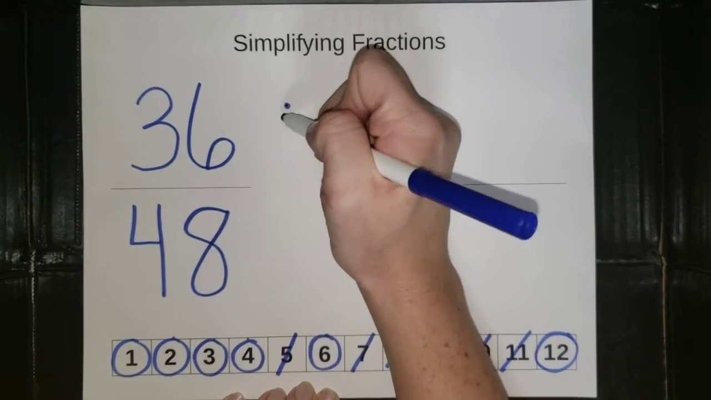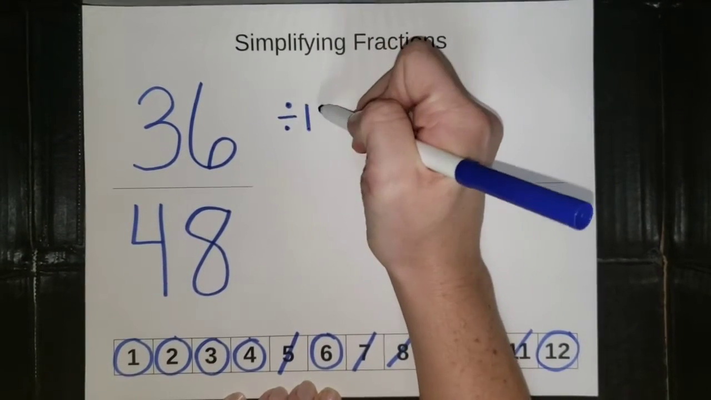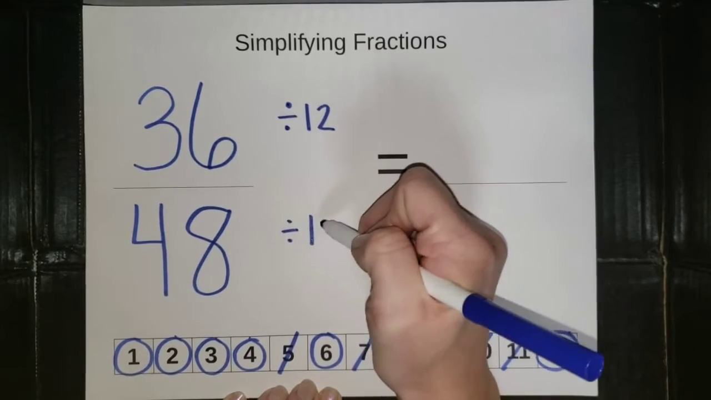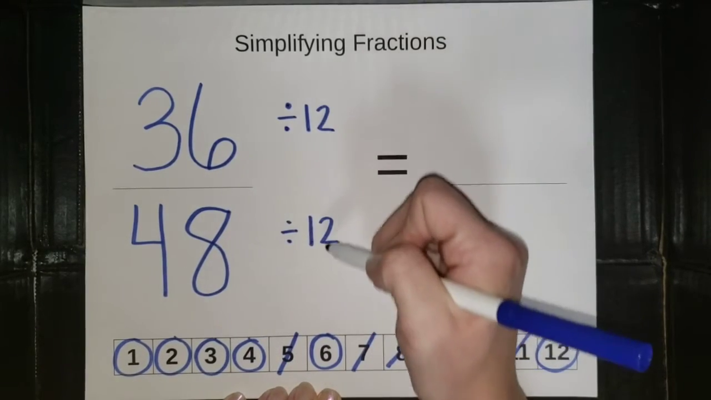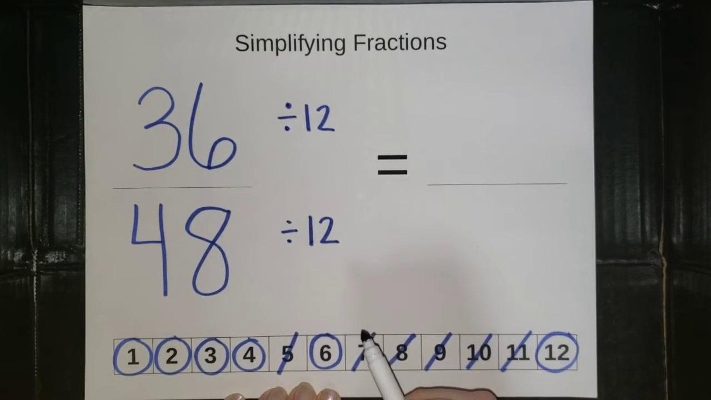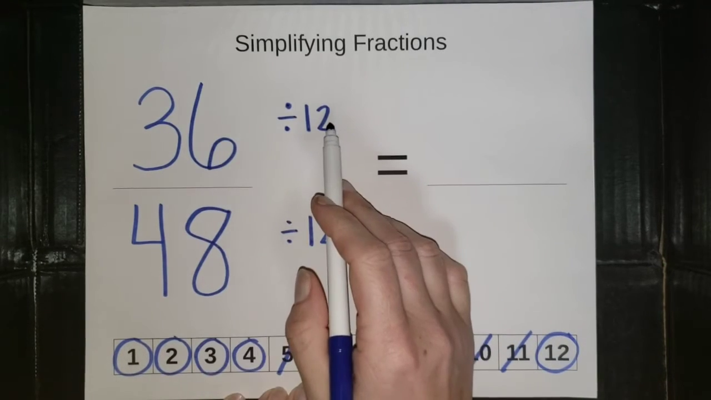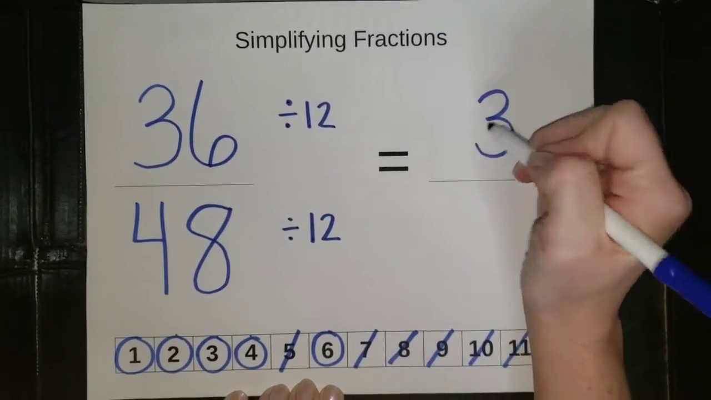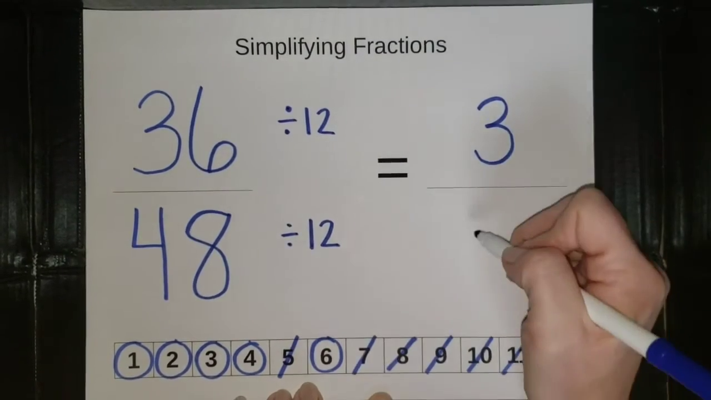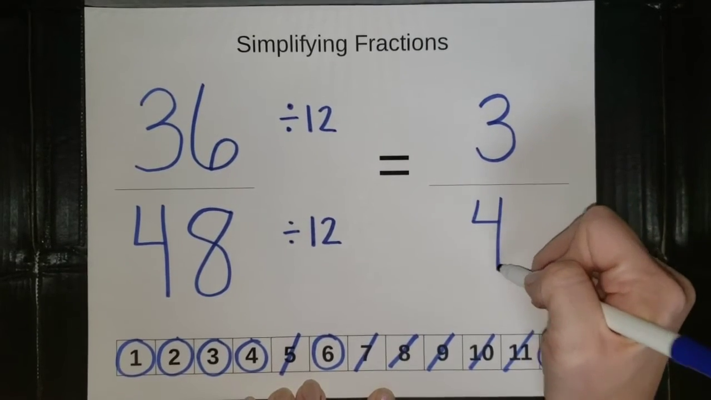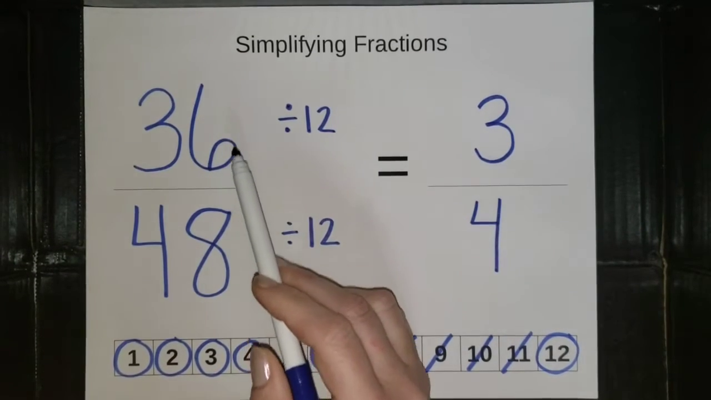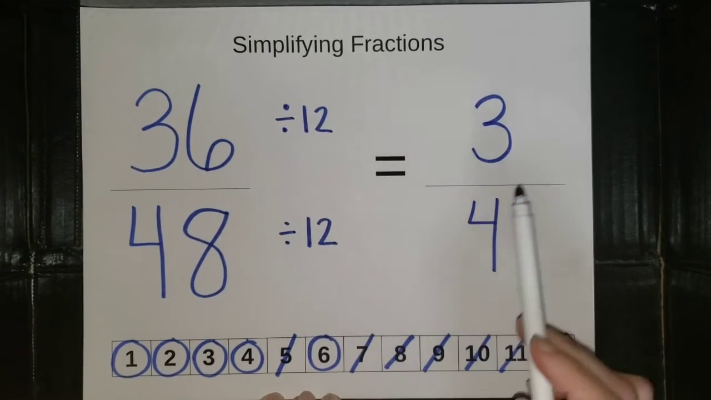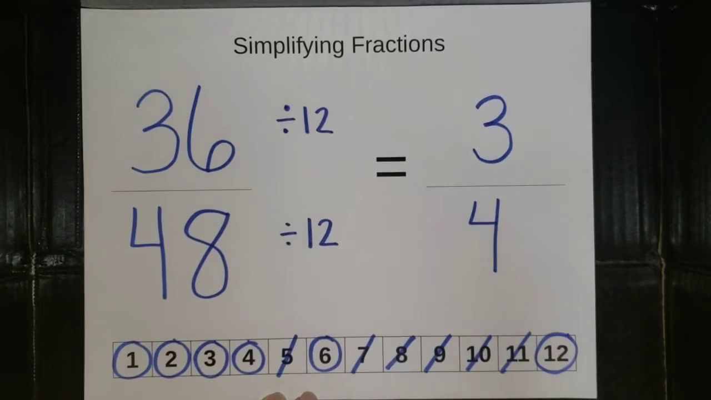So what I'm going to do, I'm going to write divided by 12 by both our numerator and our denominator. Now, 36 divided by 12 is 3. And 48 divided by 12 is 4. So 36 over 48, simplified in lowest terms, is 3/4.